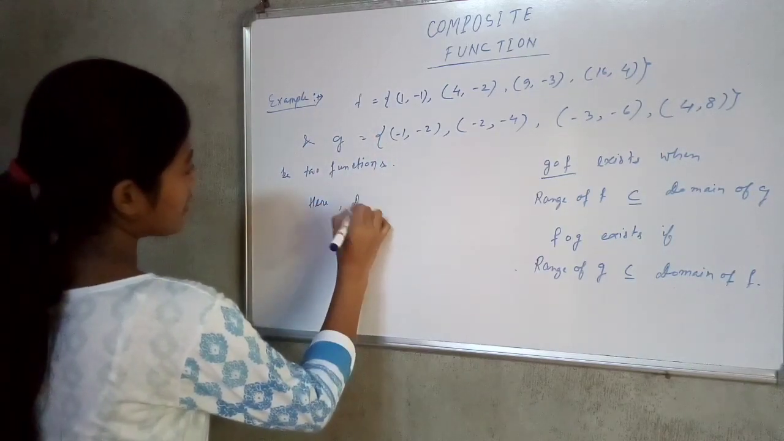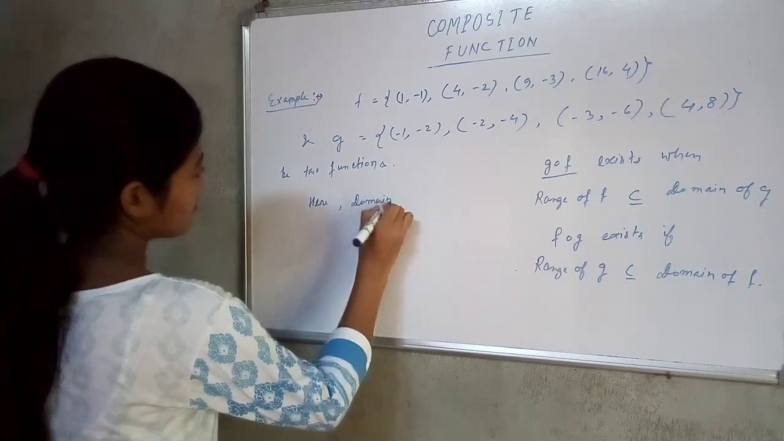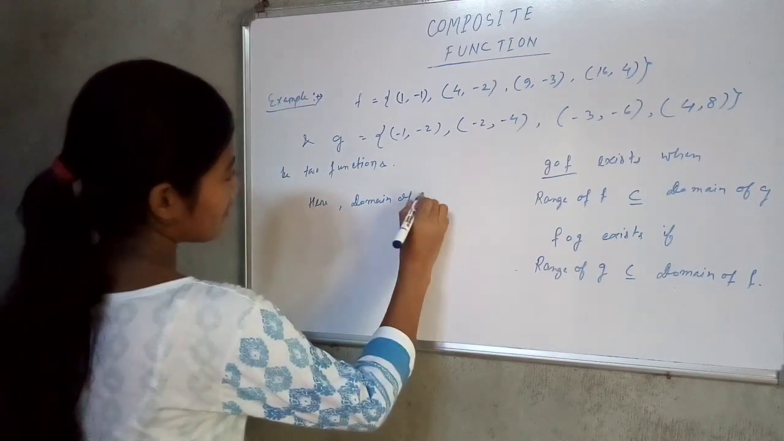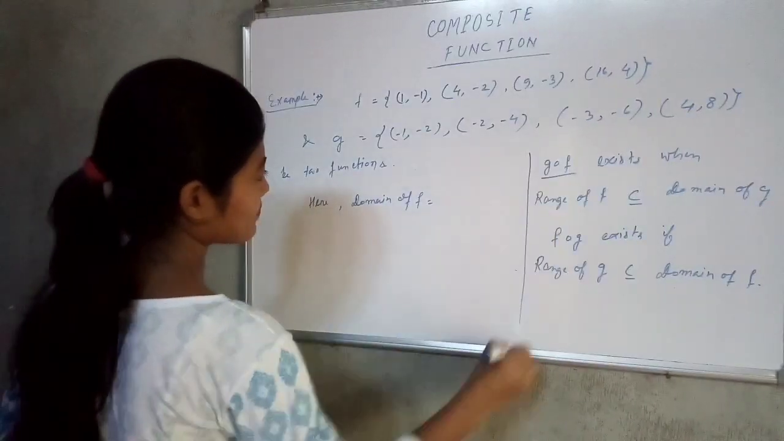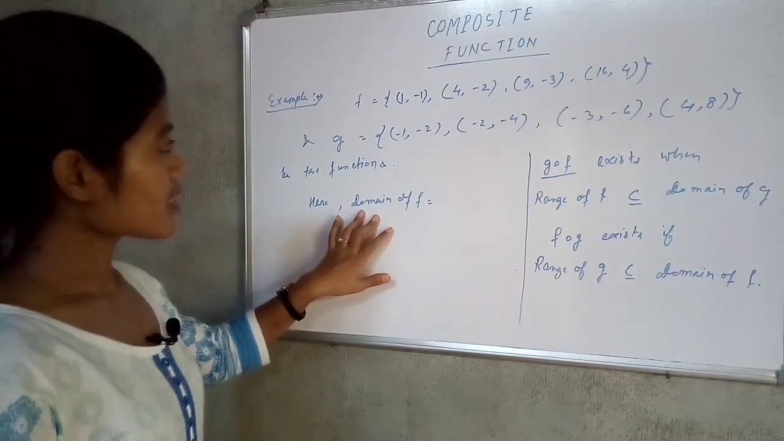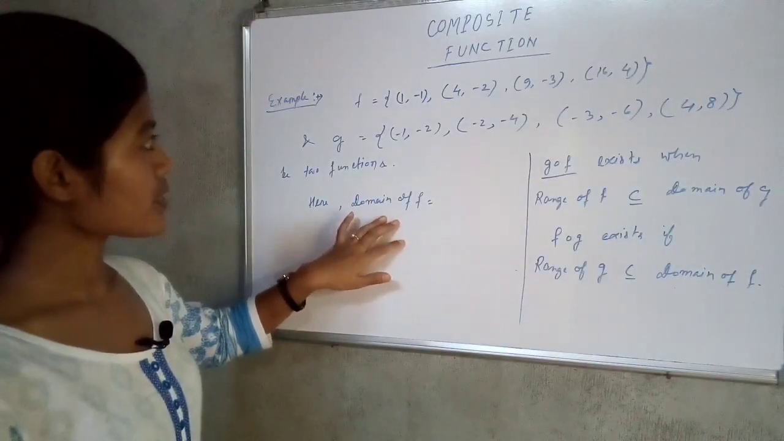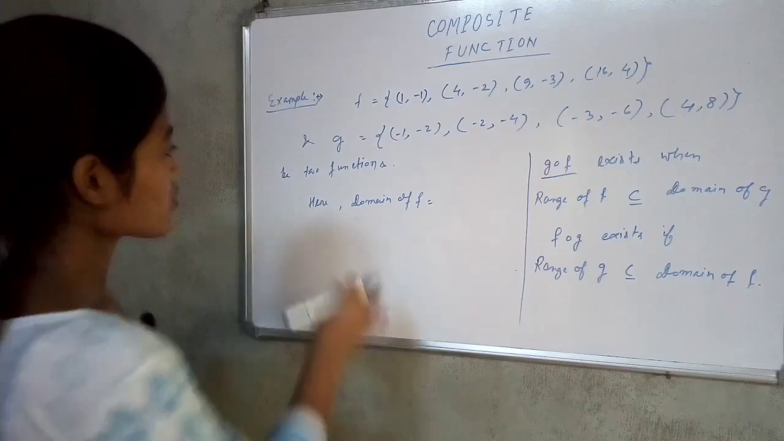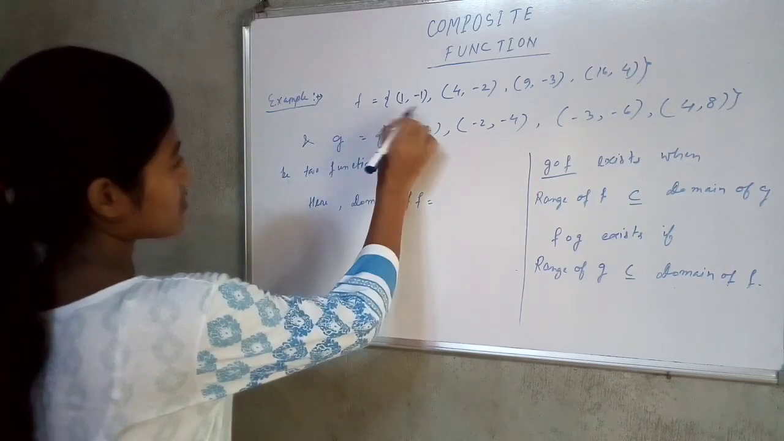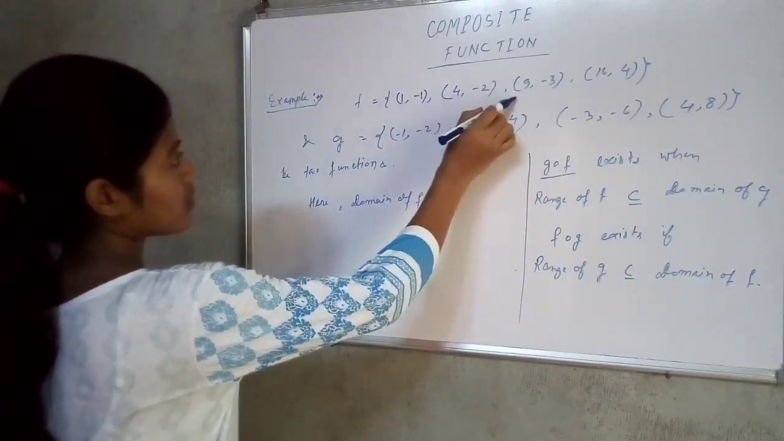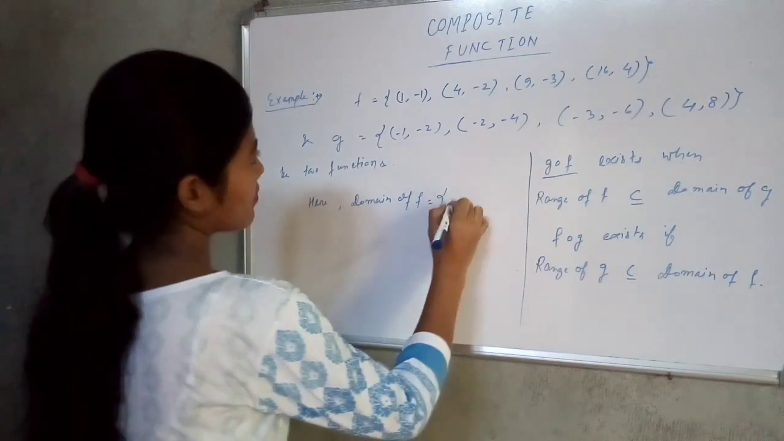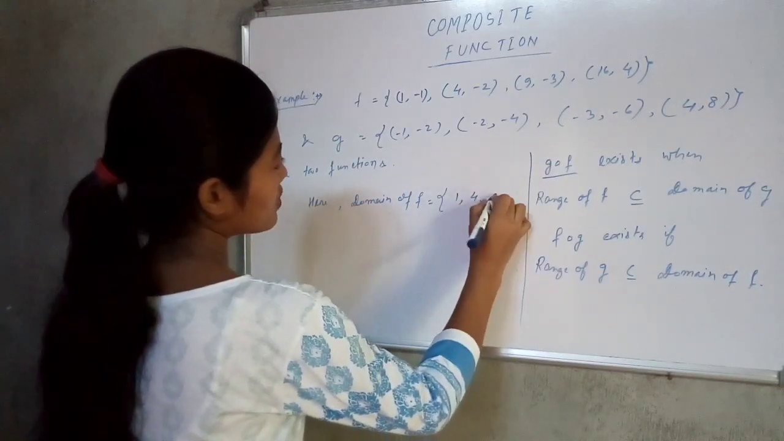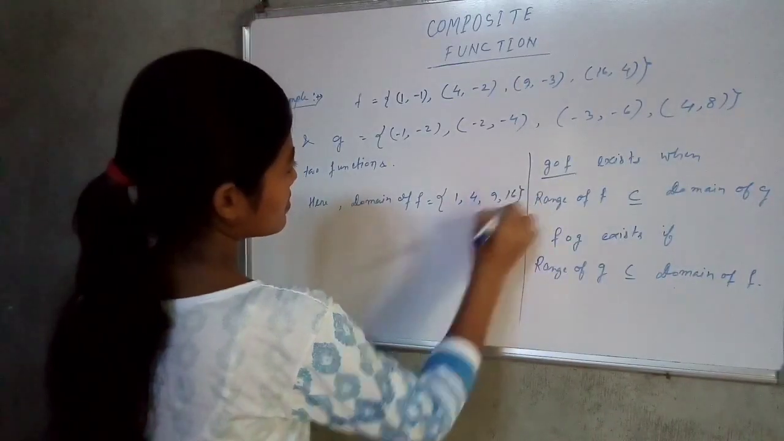The domain of f is nothing but the set of first elements in the function, right? So the domain of f will be the set of these elements 1, 4, 9 and 16.